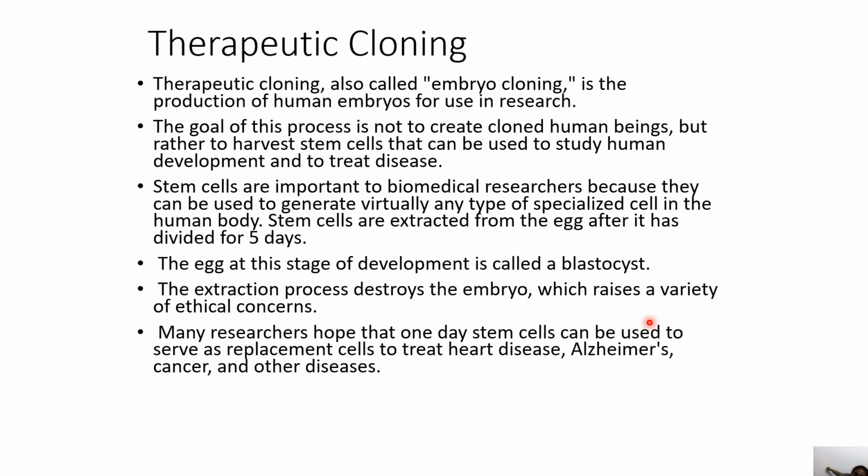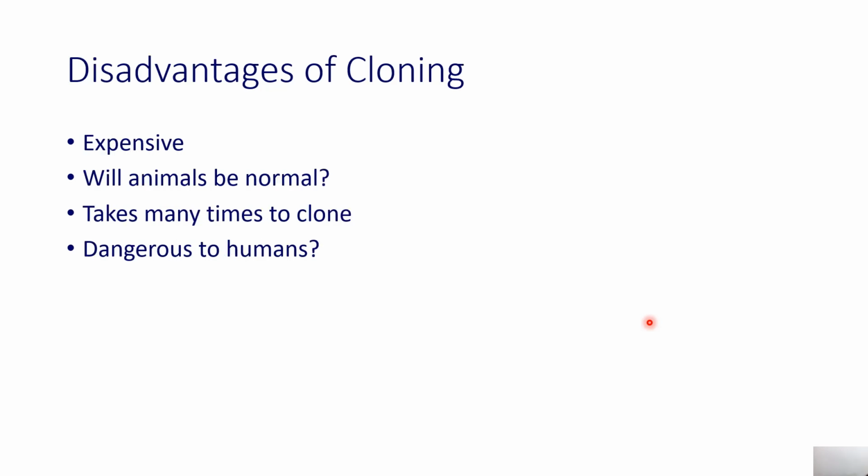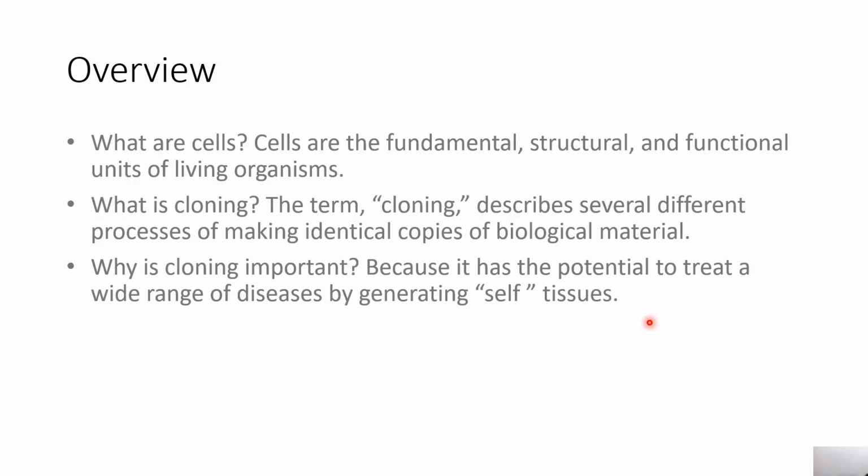Okay, now what are the advantages of cloning? It utilizes good genetics, for example making clones of good bulls, basically cloning for insurance so you get another good animal. Now, disadvantages will obviously be ethical concerns. The first thing, obviously, is that it is expensive. Will the animals, after genetic manipulation, be normal and natural? It takes many attempts to clone, and can it be dangerous to humans?